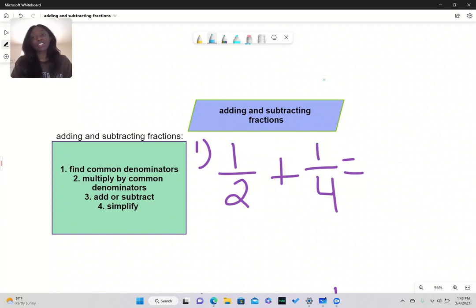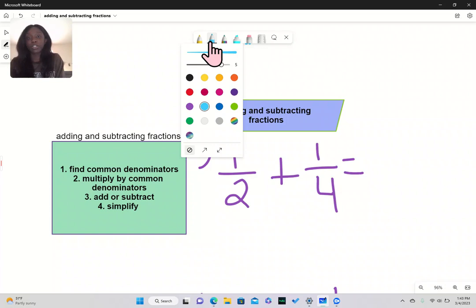Adding and subtracting fractions are used in elementary school, middle school, and high school math, so it's good that you know it. Let's get right into it. For adding and subtracting fractions, you're going to be using the same amount of steps.